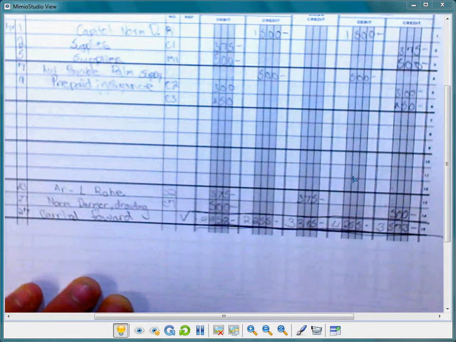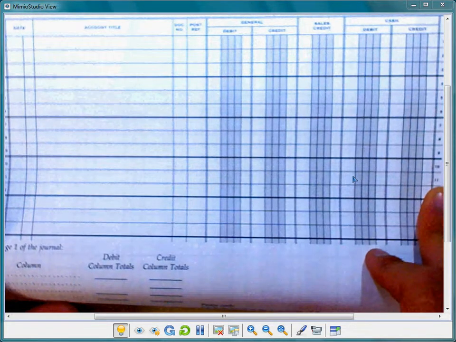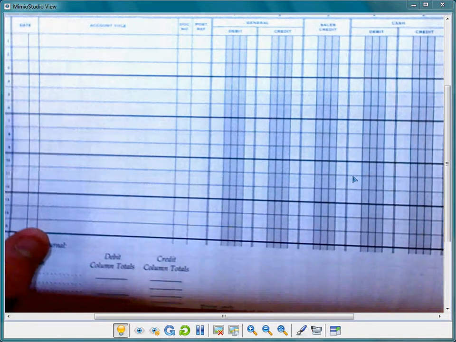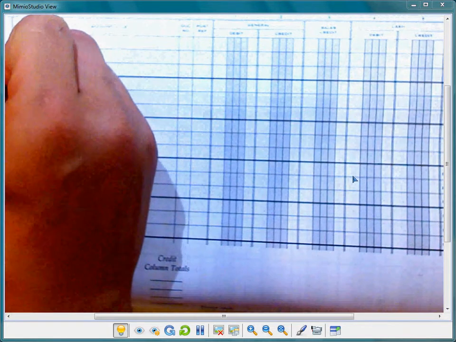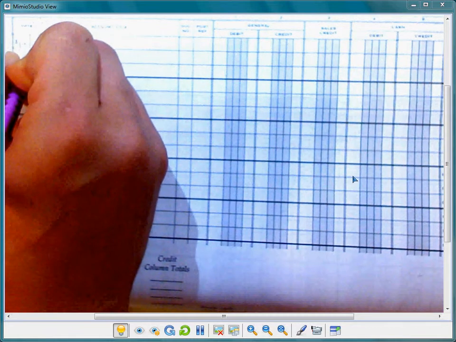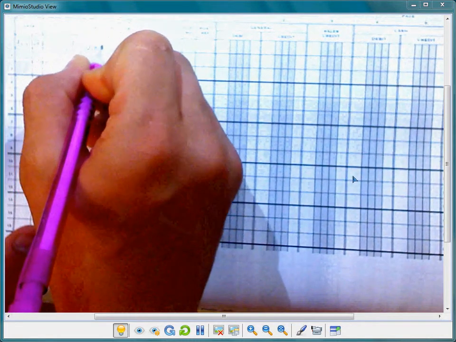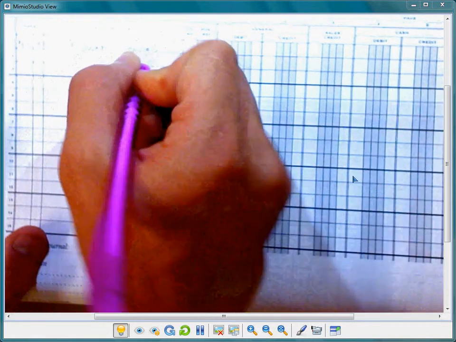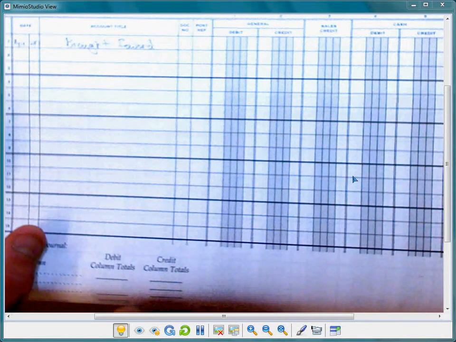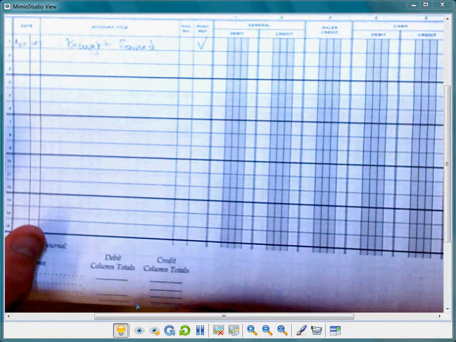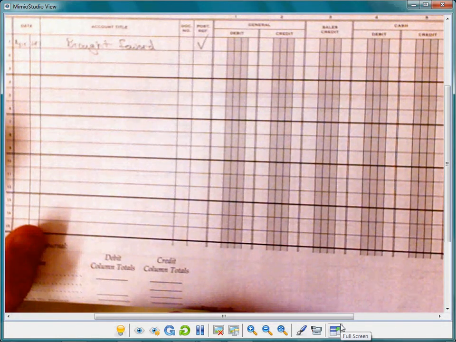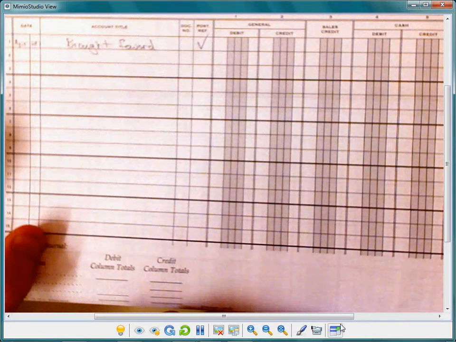Okay, now flip your page over to 38. The first thing we have to do here is our date. So April 27th. Account title is brought forward. And then a check mark in the post reference. And I forgot that we need to put our new page number, up there in the corner. It should say page, and there's nothing, so this is page 2.